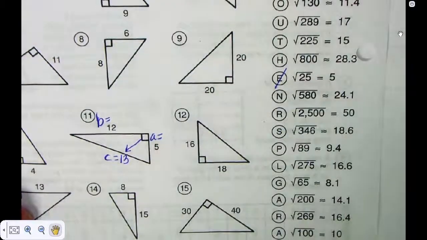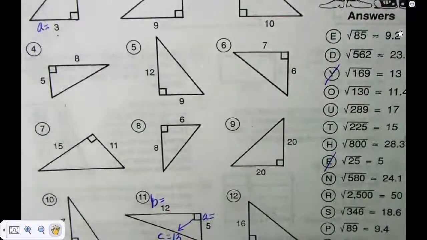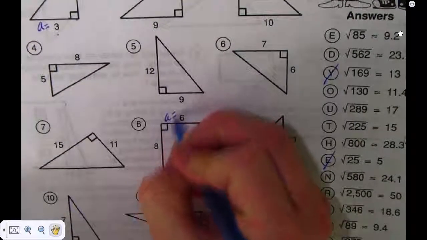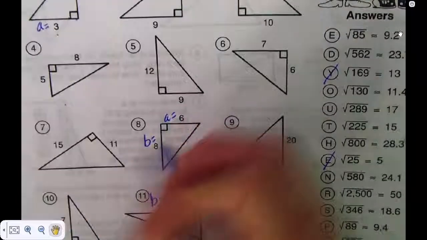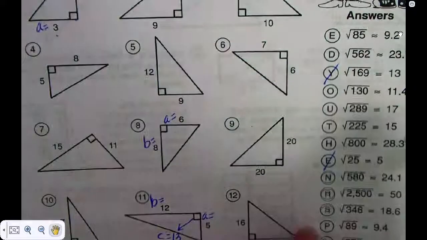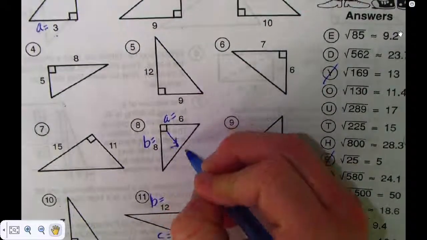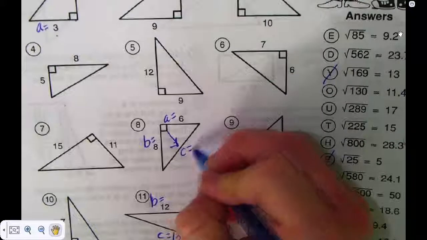Good job. There's one more. There's actually 2, but there's one more that we drew. Number 8. So A is 6. B is 8. And across from the right angle there is C. C is 10.